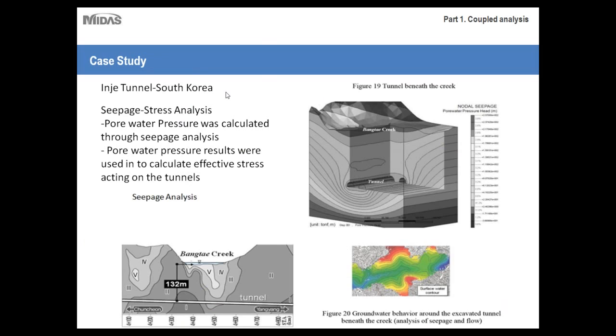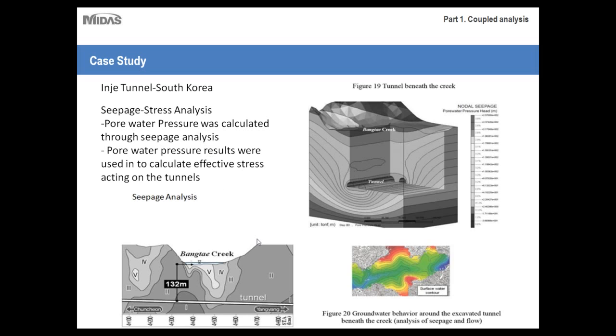Here's the Inje Tunnel in South Korea. For those of you who attended session 3, you should be familiar with this project. I shared it in that presentation as well, but I decided to share it again because it's a very powerful example of how coupled analysis can be critical for certain types of projects.